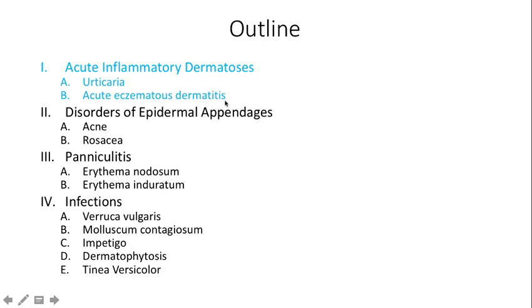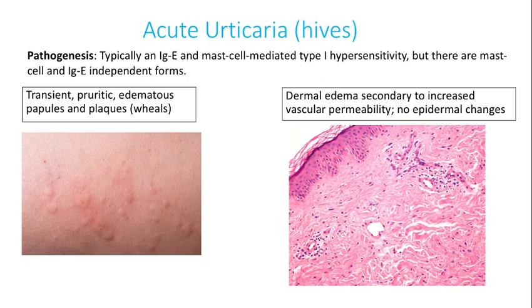Now, eczematous dermatitis, there are many different types of eczema. Some of them can turn into chronic diseases. Next, we're going to talk about inflammation of hair follicles in the form of acne and rosacea. Then we'll talk about inflammation of the subcutaneous adipose tissue, which we call panniculitis, and we'll end our talk with some common cutaneous infections.